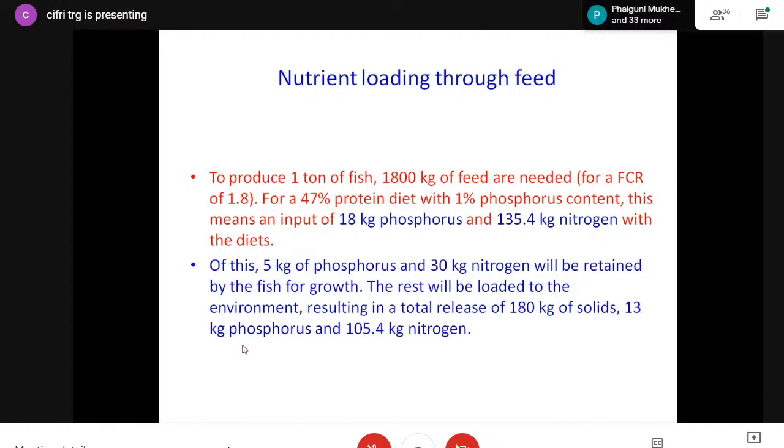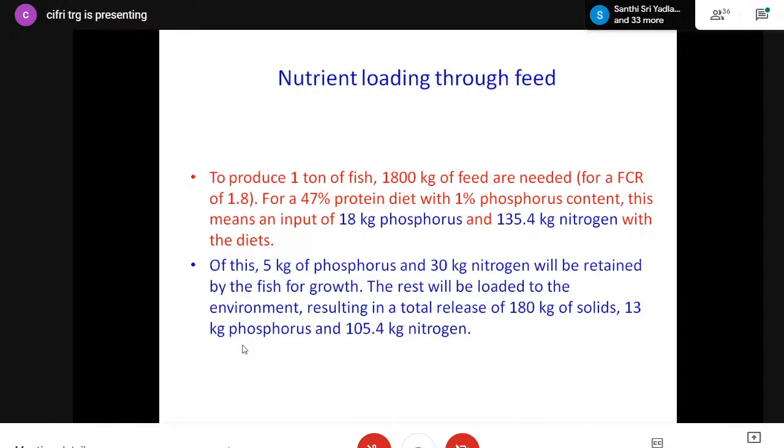So we are providing 18 kilograms of phosphorus and 135 kilograms of nitrogen through the feed to the fishes. Of these, 5 kilograms of phosphorus and 30 kilograms of nitrogen will be retained by the fish for their growth, and the rest they will excrete out to the environment.